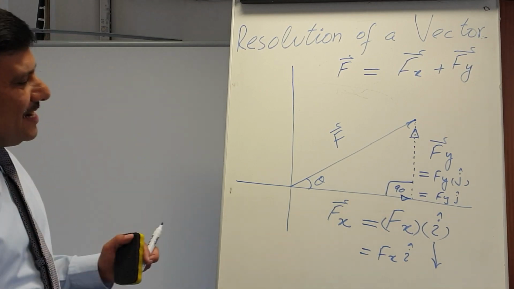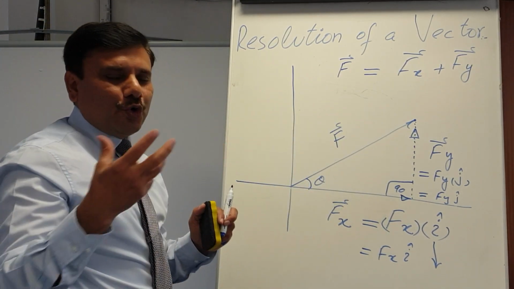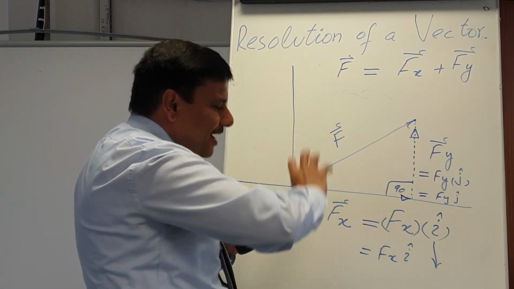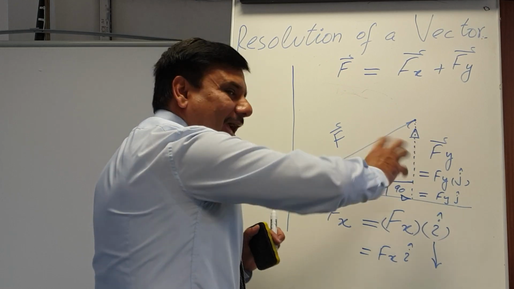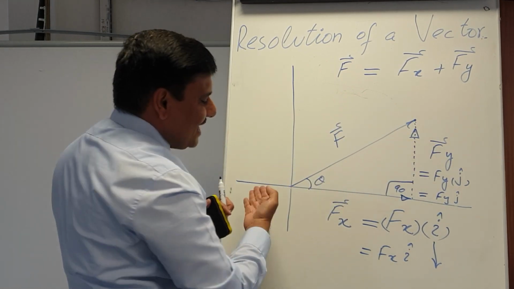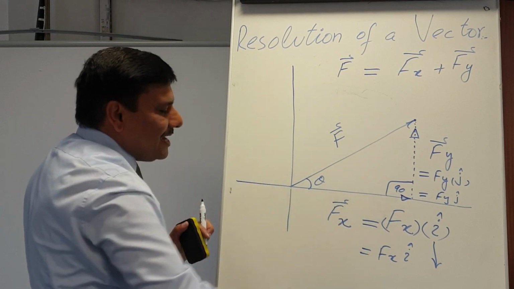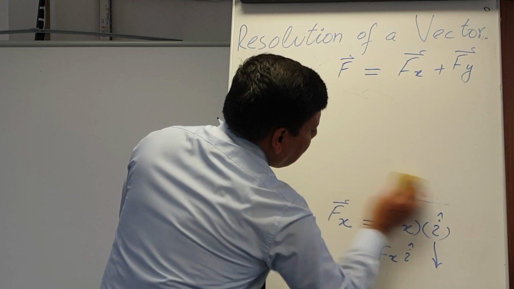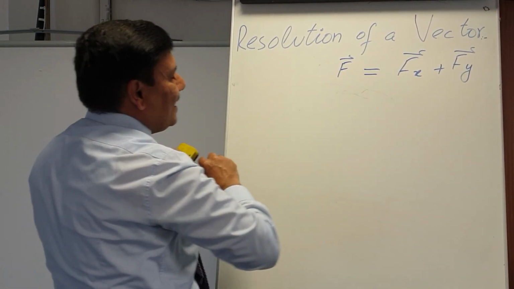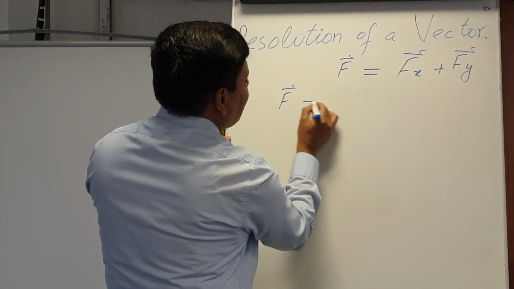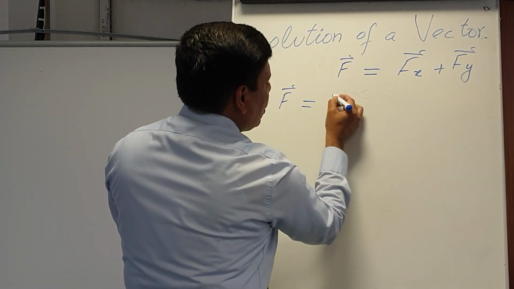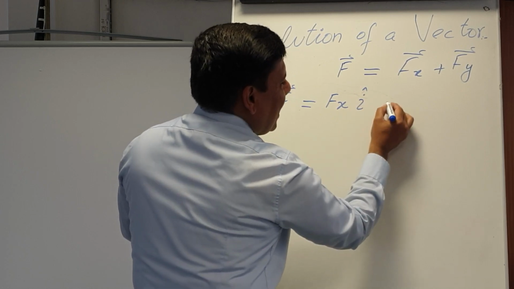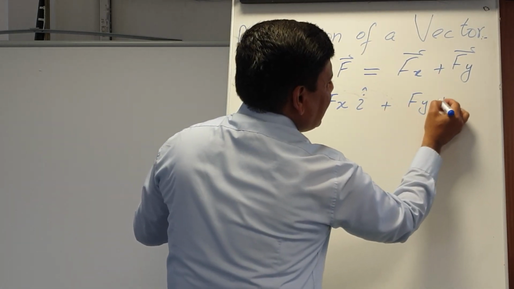So we have converted a vector f into two parts, fx and fy, and we know that one component and the other component have an angle of 90 degrees between them, because the angle between the x-axis and y-axis is 90 degrees. Now I can write f is equal to fx plus fy. So fx can be replaced by fx i and here fy j.